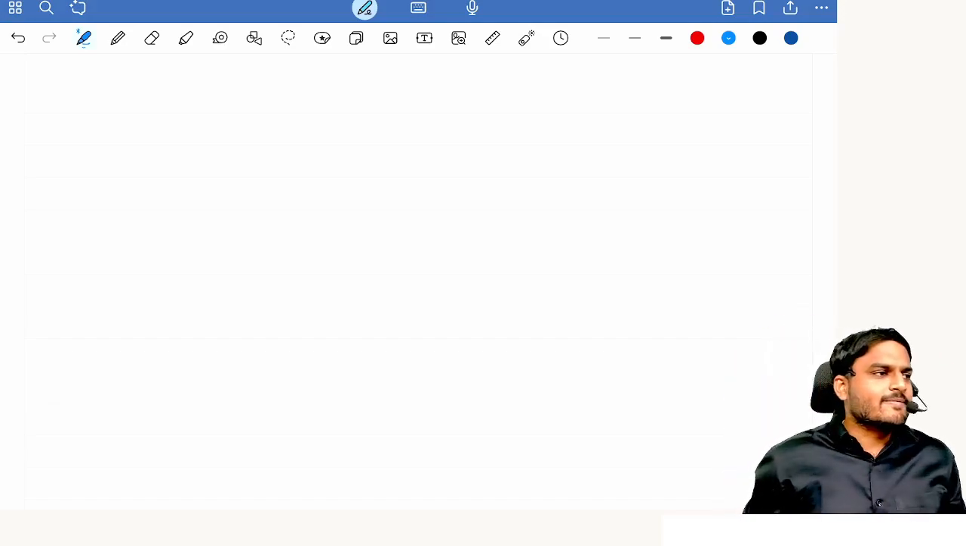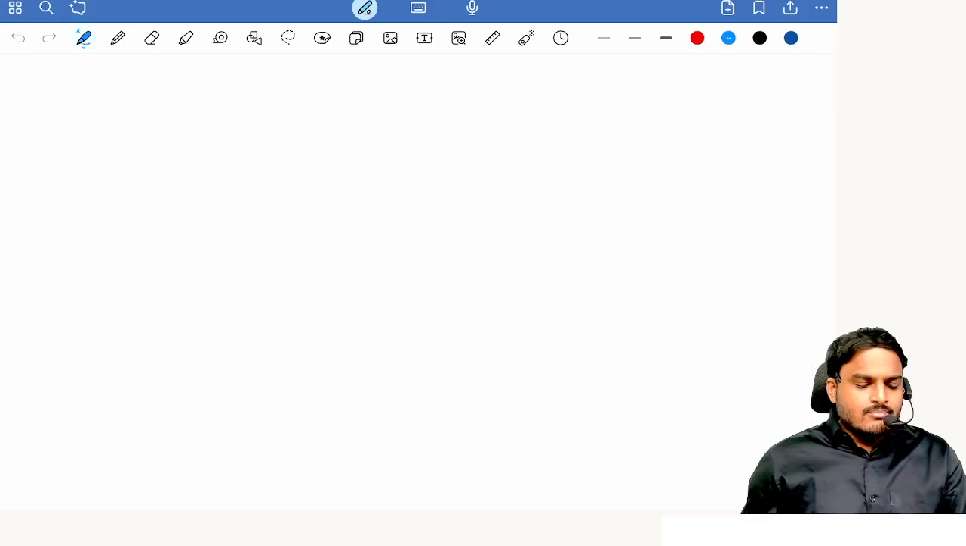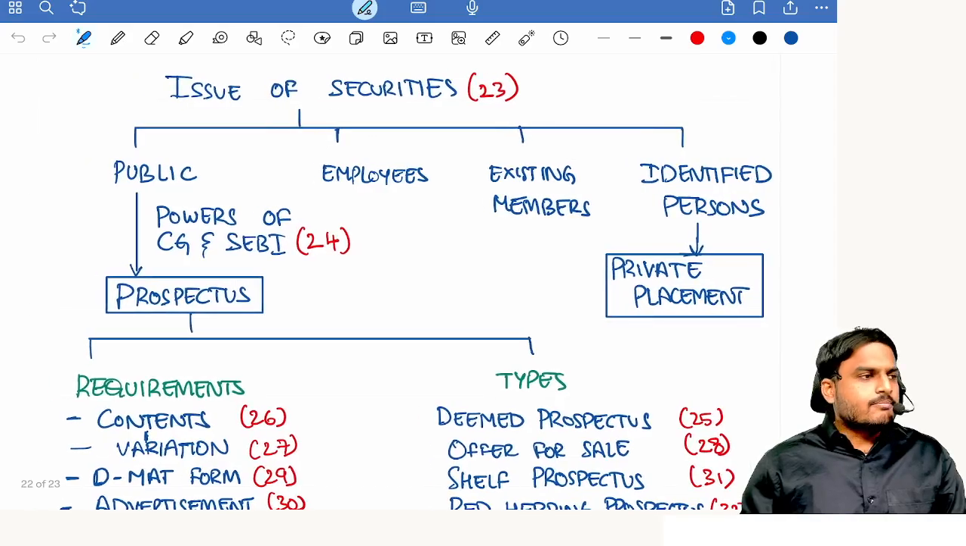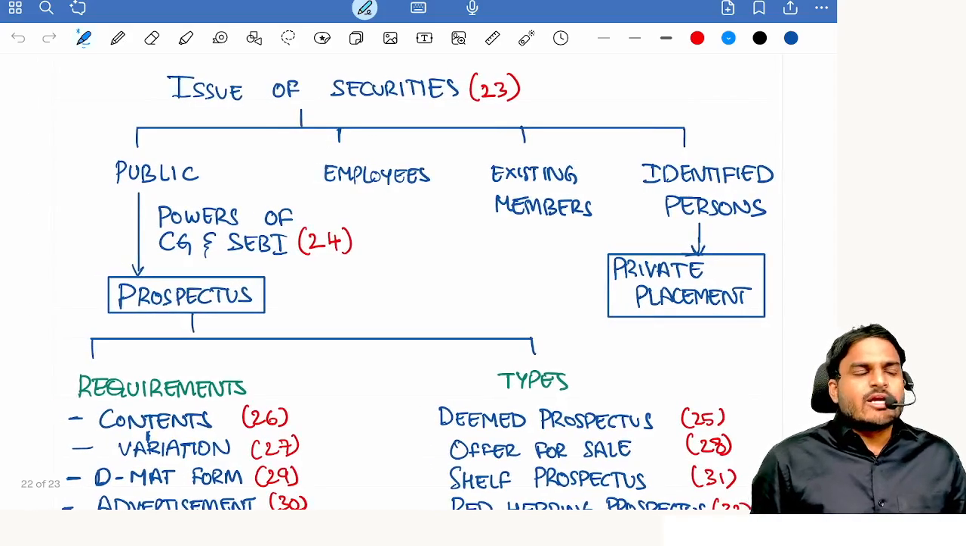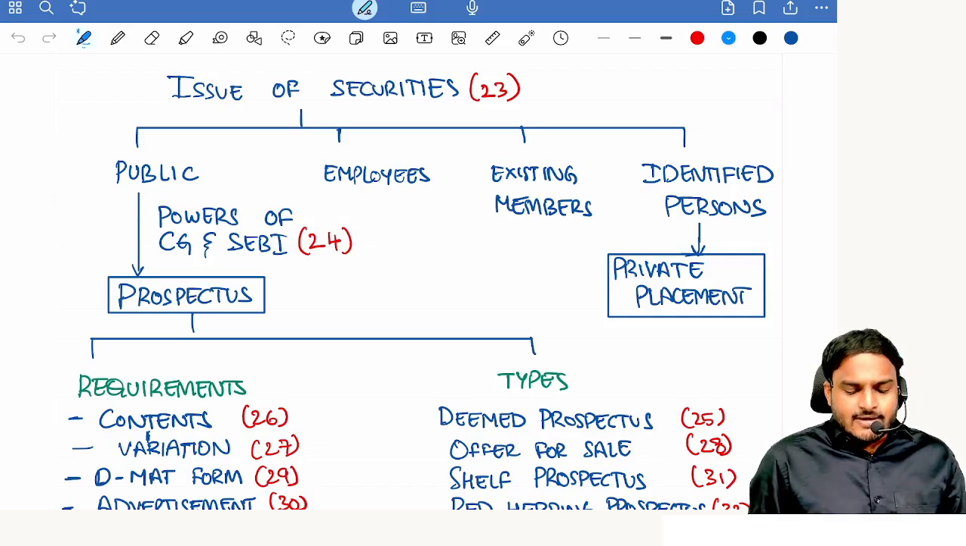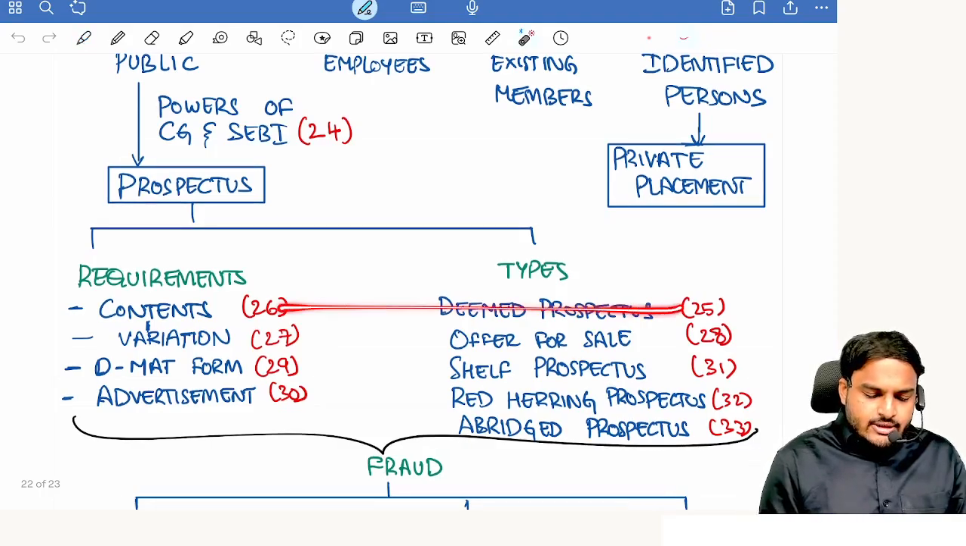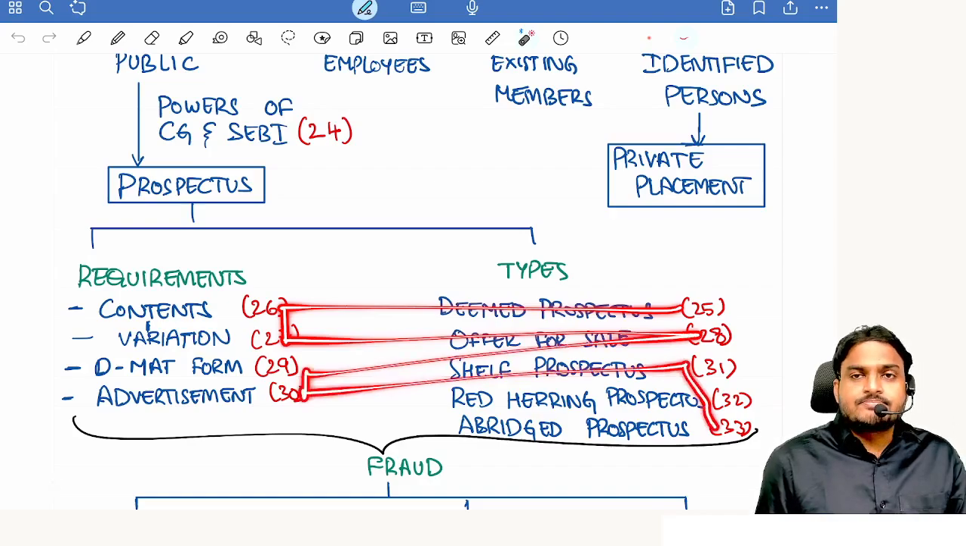So what is 23? Modes of issue of securities. 24, powers of CG and SEBI. 25, 26, contents. 27, 28, offer for sale of securities. See, 25, 26, 27, 28, and then 29, 30, 31, 32, 33.